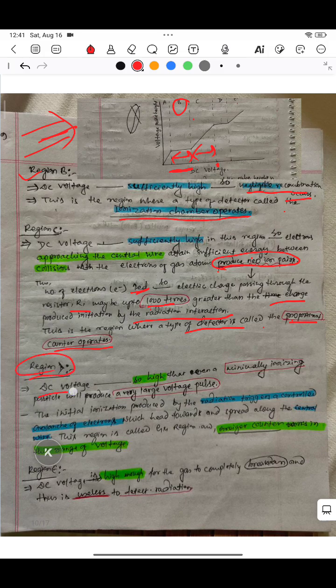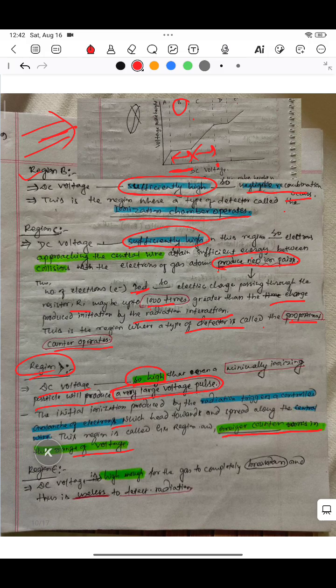Region D is where the DC voltage is so high that even a minimally ionizing particle will produce a very large voltage pulse. The initial ionization produced by the radiation triggers a controlled avalanche of electrons which head towards and spread along the central wire. This region is called the GM region, the voltage range where the Geiger counter works.